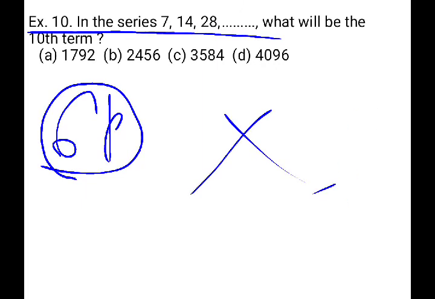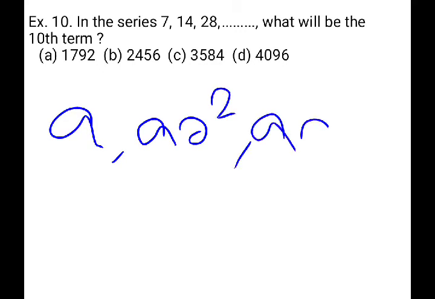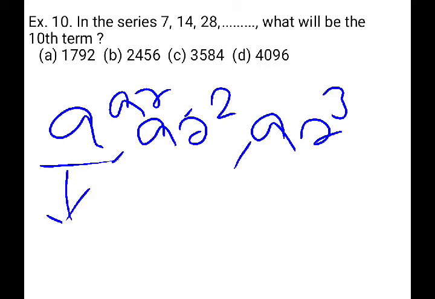Powers and multiplication. Now first see, this will be in the form of AR square, AR cube, etc. Here A is the first term. In this series it's 7. R is the main thing here.